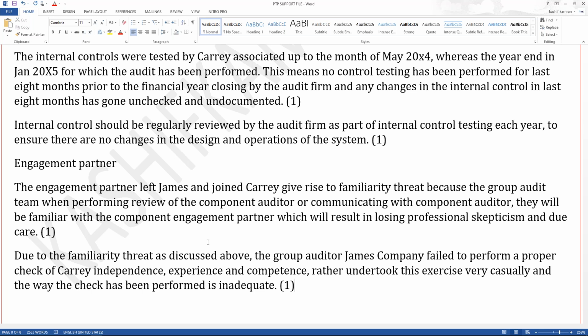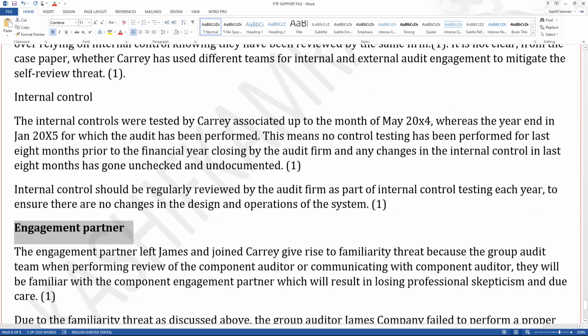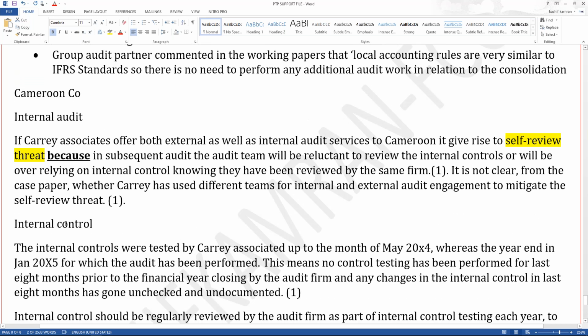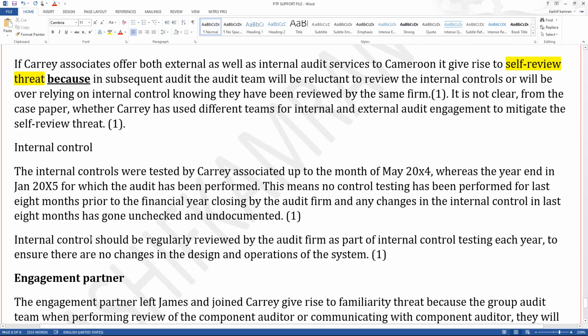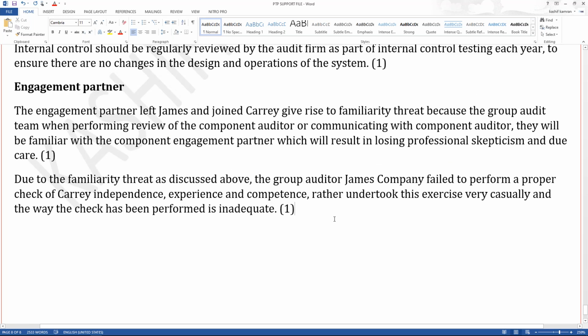So are you understanding how I'm going down putting my points? Do you look at my 1 mark answer? Every time I'm writing a paragraph, I'm trying to justify why it is an issue. None of my answer is without why. I hope you're all getting that perspective. So I wrote a point on internal audit, a point on internal controls, internal controls again, engagement partner. But anywhere in my answers so far, have I written that the partner left and joined Carey, this results in a bad quality audit? Or that they have not undertaken the check on independence, experience, and competence, this is a bad quality audit?